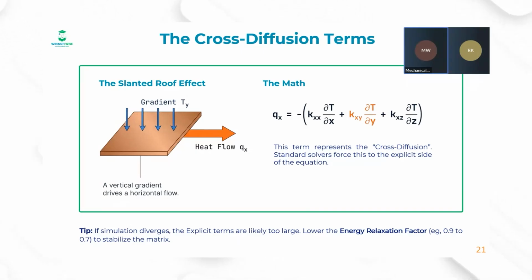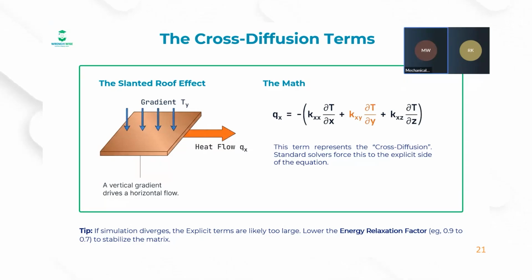Most CFD solvers cannot handle them within the main stable calculation. Instead, they try to solve it as a separate explicit side of the equation. Again, if these explicit terms become too large, this will become unstable. Your residuals will oscillate a lot. Sources essentially say that if you see these oscillations, you lower your energy relaxation factor. Relaxation factors help in managing the oscillations between your iterations. So if you start seeing spikes in your energy equation, keep your relaxation factors somewhere around 0.9, 0.7 to stabilize this matrix, and then later on you will see that your oscillations have slowed down.